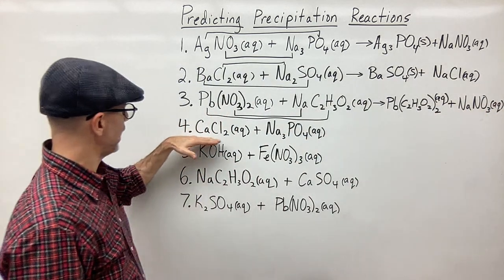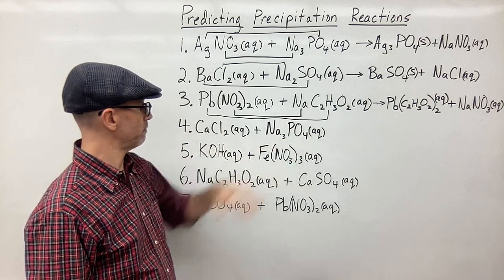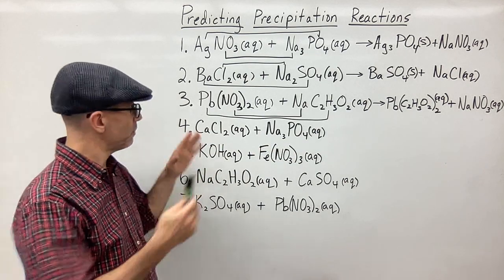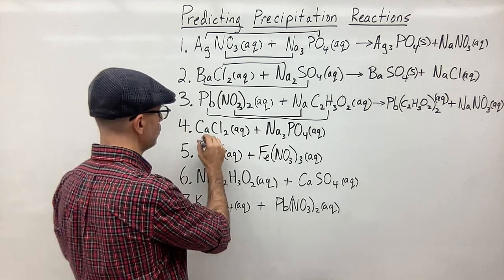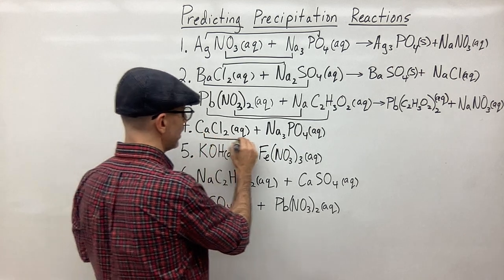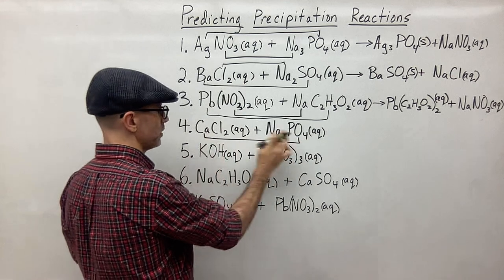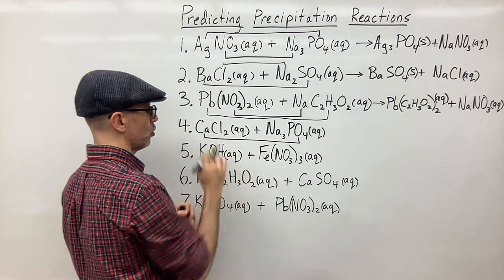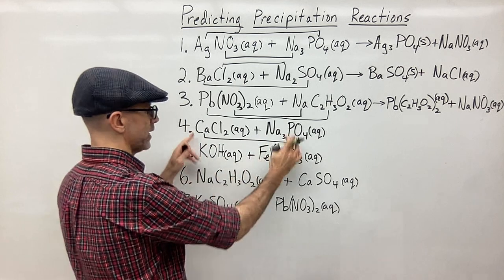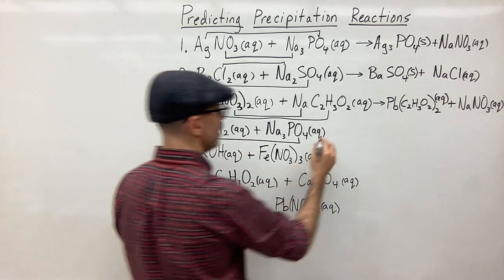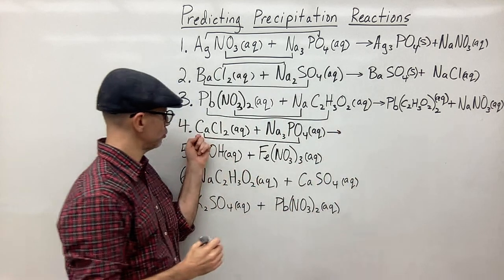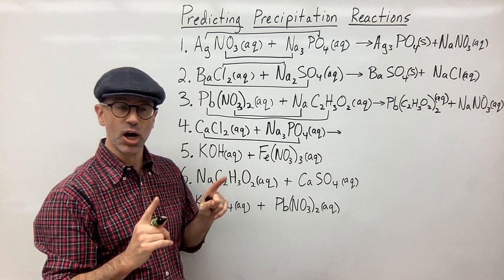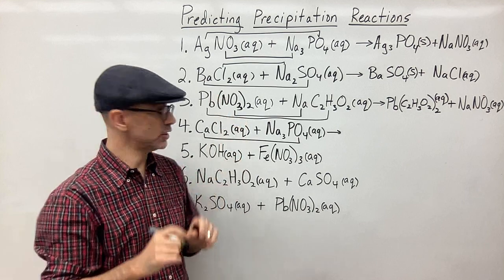Next, we have calcium chloride and we have sodium phosphate. So again, we're going to figure out what our possible products are. So we're going to put the outside ions together, so the calcium and the phosphate, and we're going to put our inside ions together, the sodium and the chloride ion. So we'll put the calcium and phosphate together. So again, calcium has a +2 charge, phosphate has a -3, so we're going to have to balance the charge. Again, you can use the crisscross method.